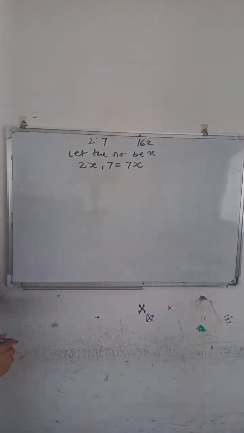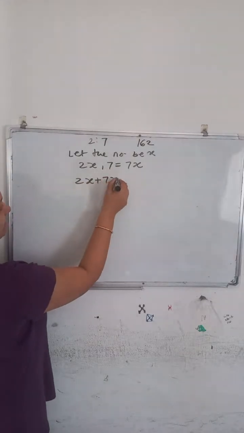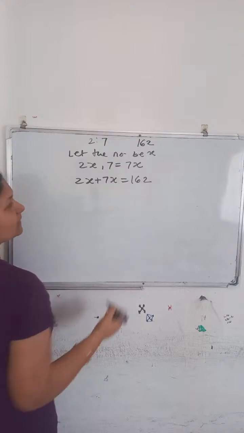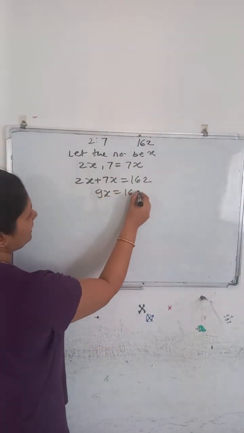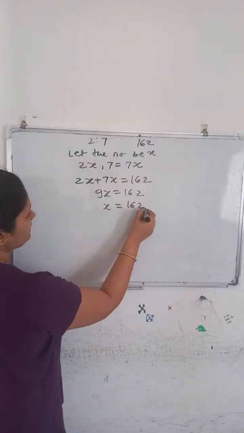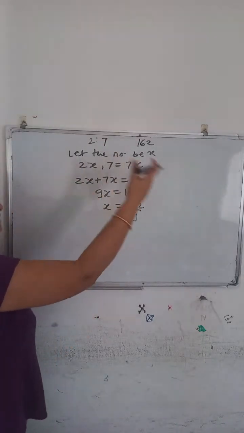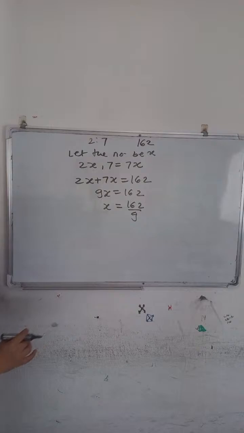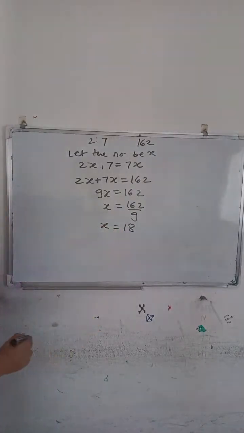Okay. Then they are saying the sum of these two numbers. 2x plus 7x is equal to how much? 162. So 2 plus 7 is 9x is equal to 162. Then here 162 divided by 9. 9 is multiplied on this side; when you transpose to another side, it gets divided. Okay. So 162 by 9. If you do this division, then here you will get 18. x is nothing but how much?